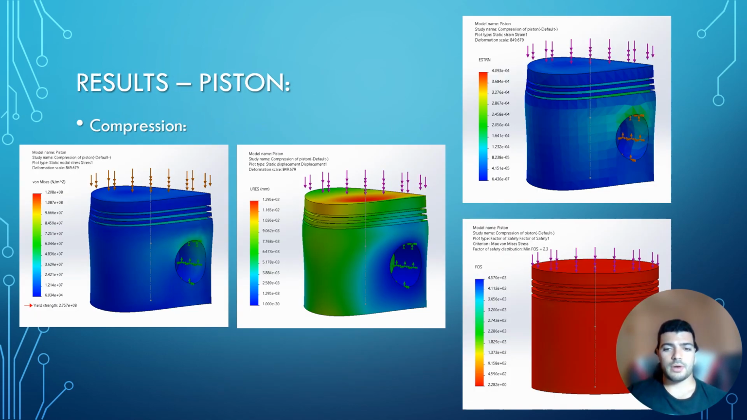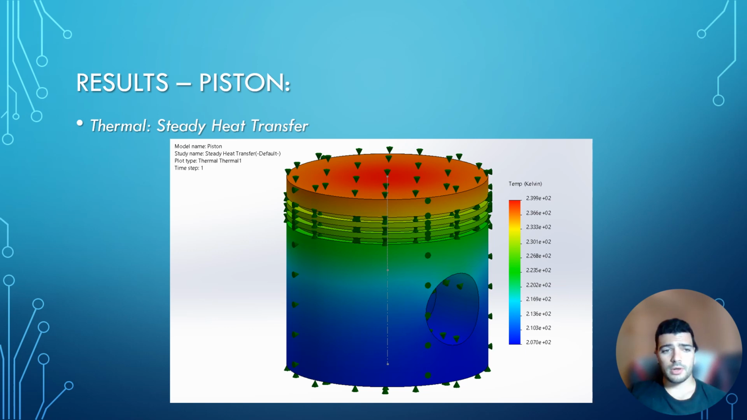Here you can see the compression study for the piston. Here you can see the thermal study for the piston, specifically the steady heat transfer in the piston. As you can see from the image, the piston experiences the highest amount of heat on the top, while the cooling system is working to lower the temperature around it.